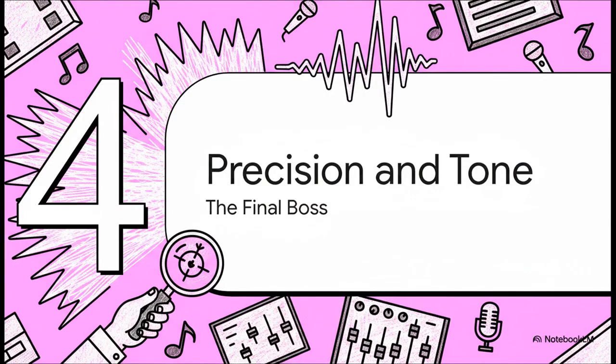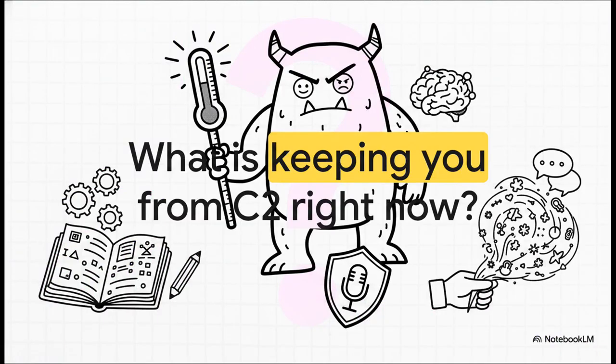Moving on to part 4, precision and tone control. This right here is the absolute core focus of today's explainer. Getting to C2 isn't just about knowing rare, obscure vocabulary. It's about mastering exactly how you sound. Think about it for a second. What is truly keeping you from C2 right now? If your grammar is solid and your vocabulary is massive, what's the final boss? Well, the final boss of English mastery is tone control.